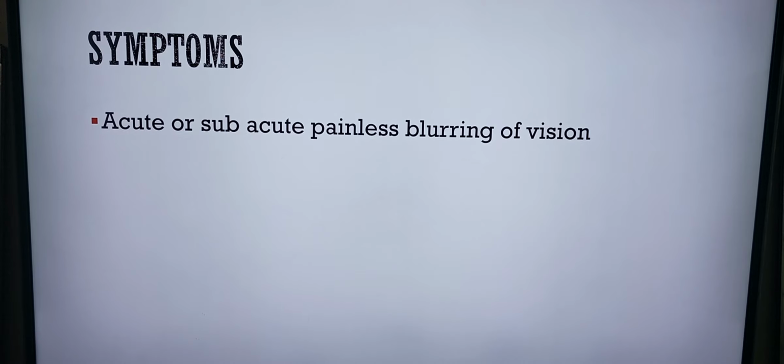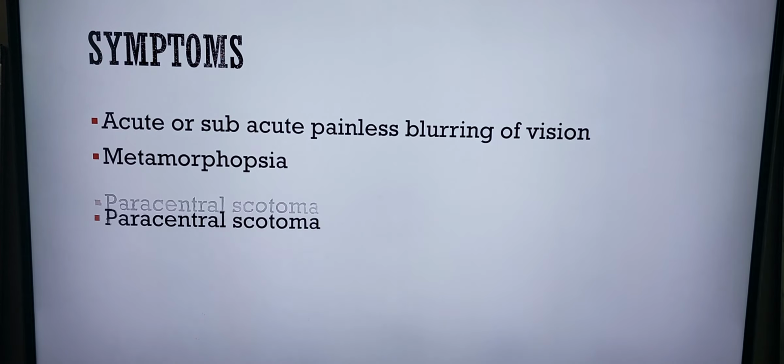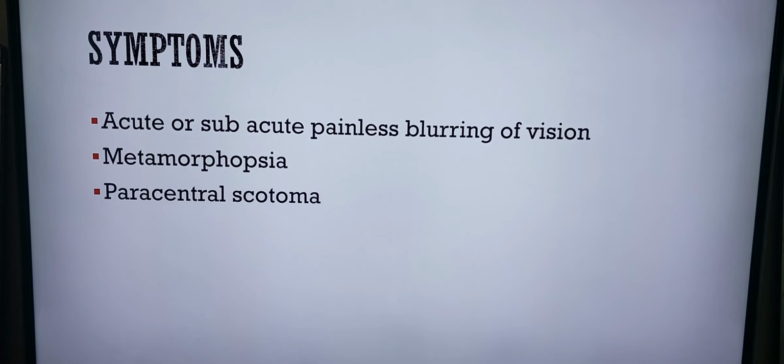So there can be acute or subacute painless blurring of the vision, metamorphopsia, and paracentral scotoma. What will be the signs? The CNV is seen as a gray-green lesion, and there will be medium to large drusen present, and associated PED and hemorrhage can be present. In the evolved or the treated lesion, disciform scarring can occur.